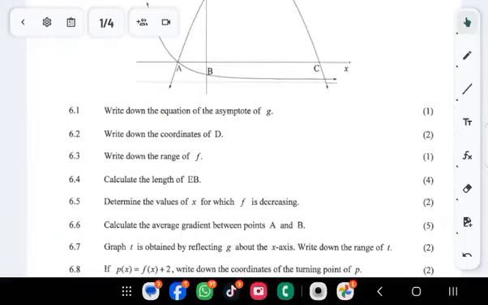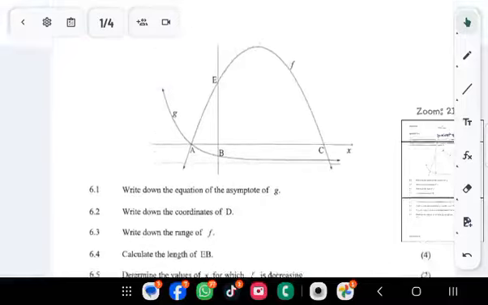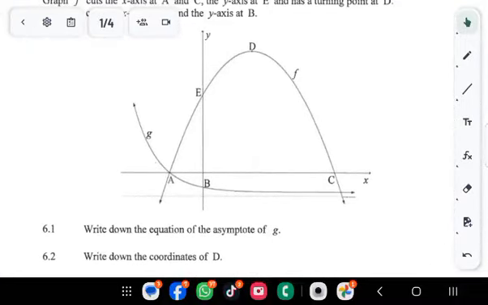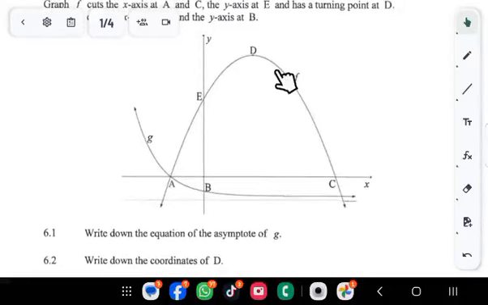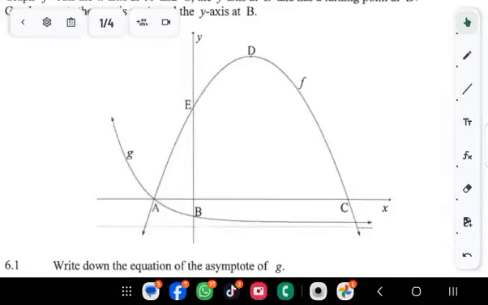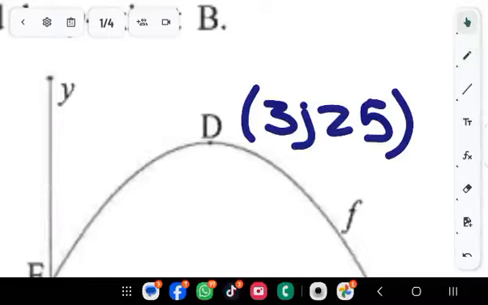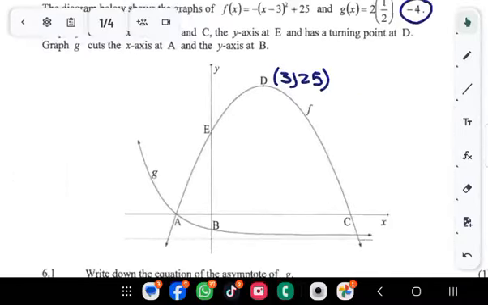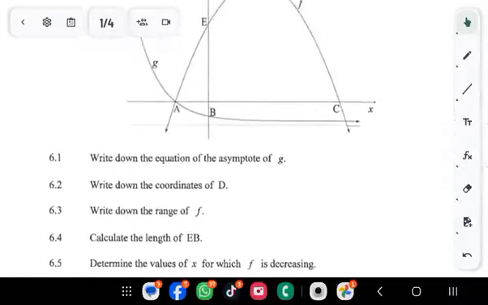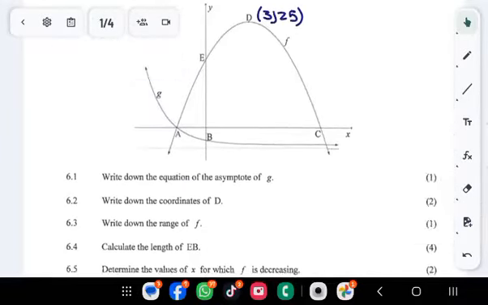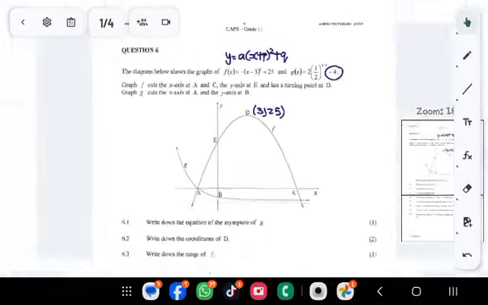Well, there we go. Write down the range of f. The range of any function is all permissible y values, which are part of that function and do not make the function undefined. Now for f, the maximum turning point is at D. The maximum point is at D. Remember, D has got the coordinates (3, 25). Now the range of f will be anything less than or equal to 25.